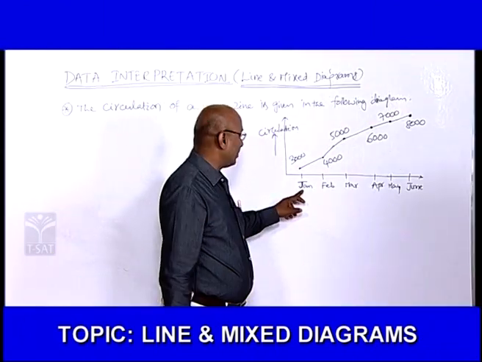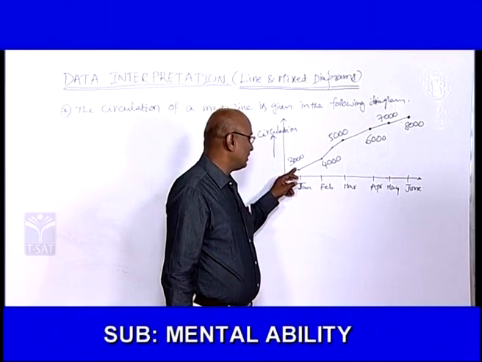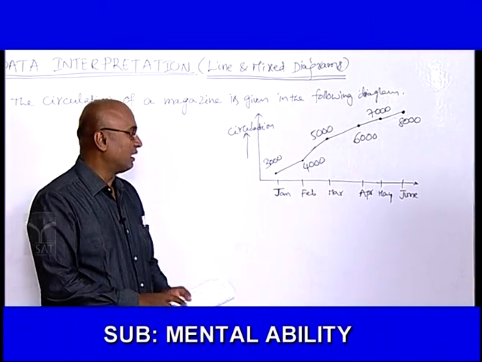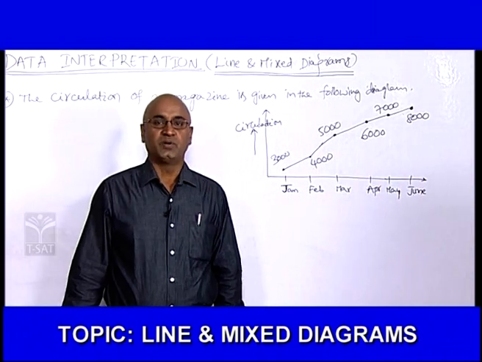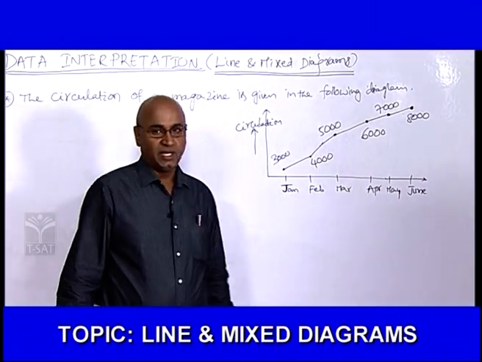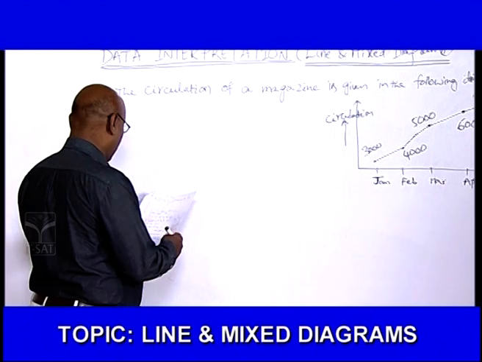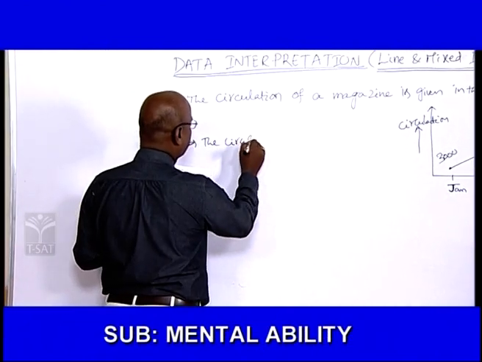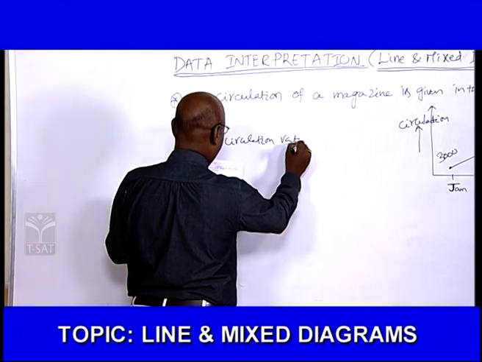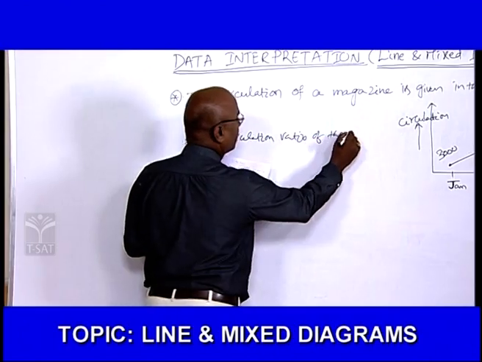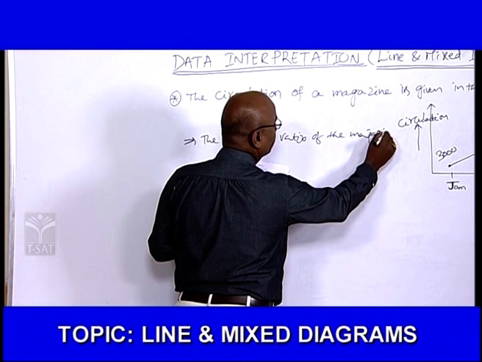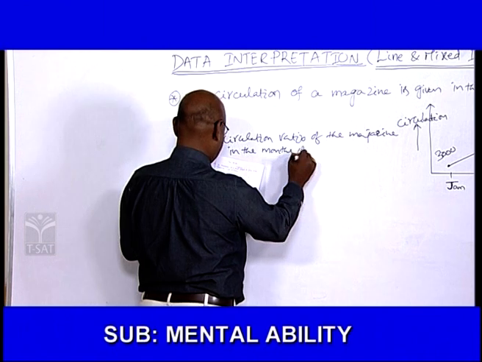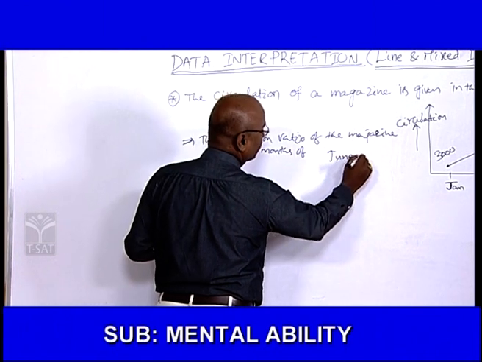In the month January, the circulation is 3000, February 4000, and March 5000, and so on up to June. And in the month of June, the circulation is 8000. Now we will see the first problem. The circulation ratio of the magazine in the months of June and January.